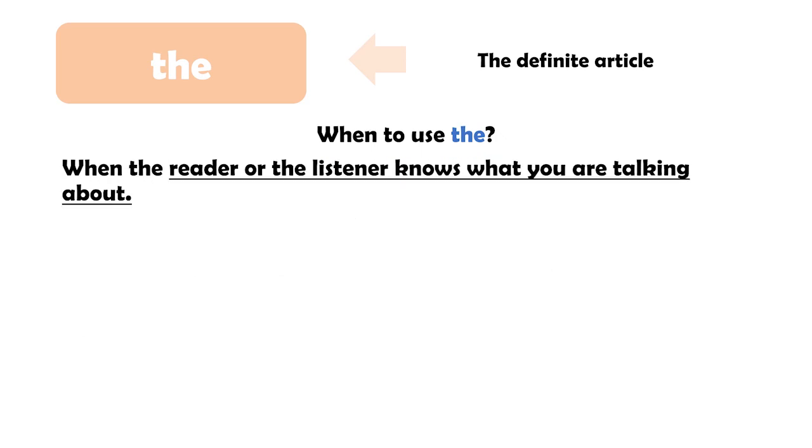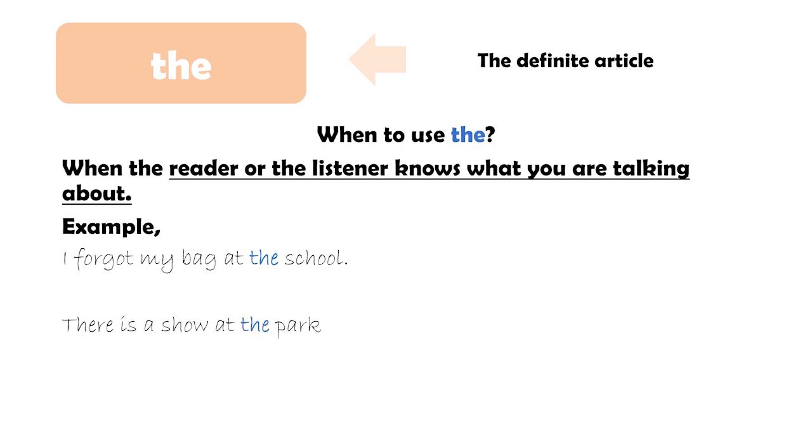What is another instance that we use the definite article? We use it when the reader or the listener knows what you're talking about. For example, I forgot my bag at the school. Now, I'm calling my friend. I say, oh no, Lucy, I forgot my bag at the school. Now, the school, I'm talking to Lucy. Lucy already knows about which school I'm talking about.